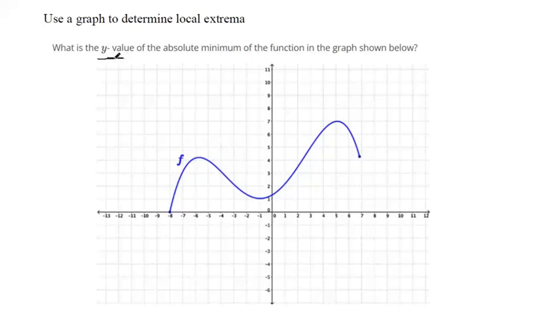We're asked for the y value of the absolute minimum of the function. So an absolute minimum means the lowest point on this blue curve. And the lowest y value we get, we're thinking about the y-axis, this thing dips all the way down to y equals 0. So 0 is our answer to this question. 0 is the lowest y value, the absolute minimum.